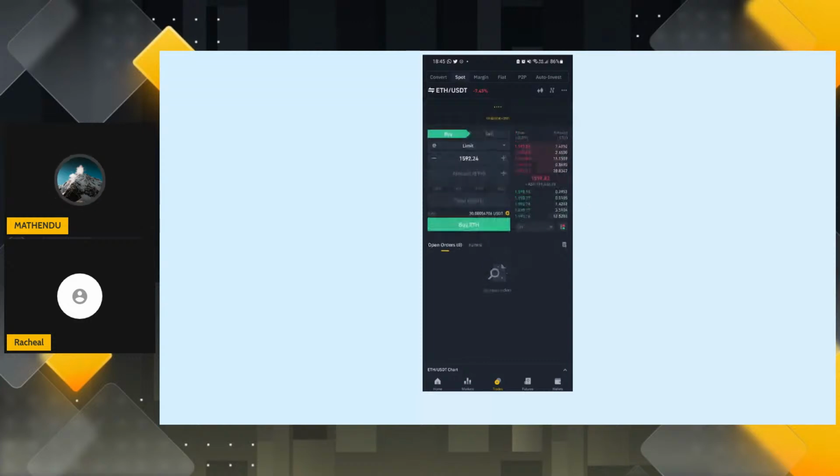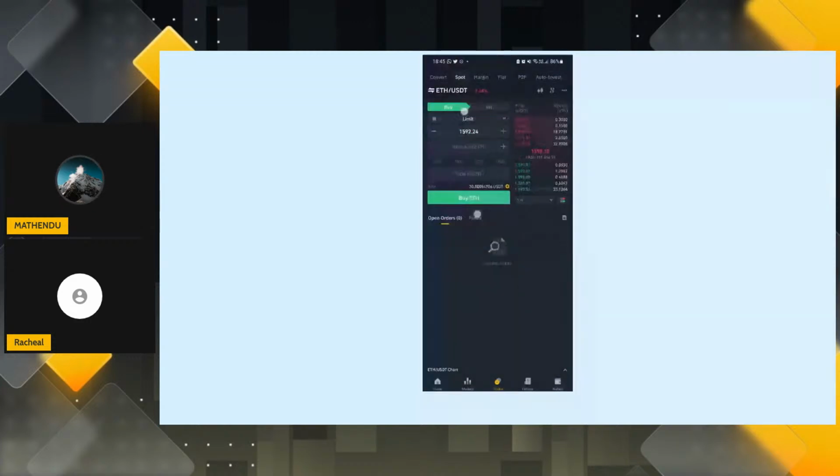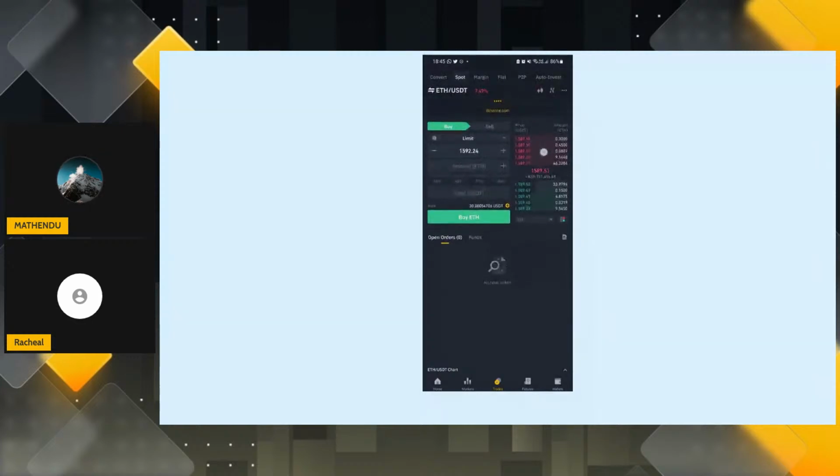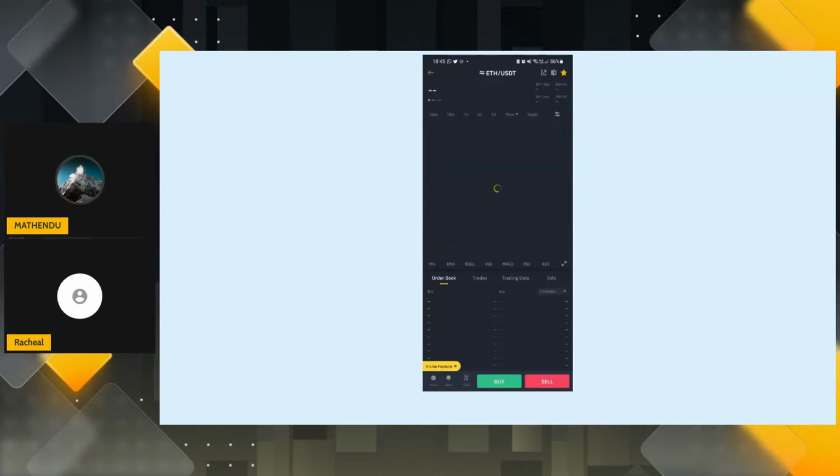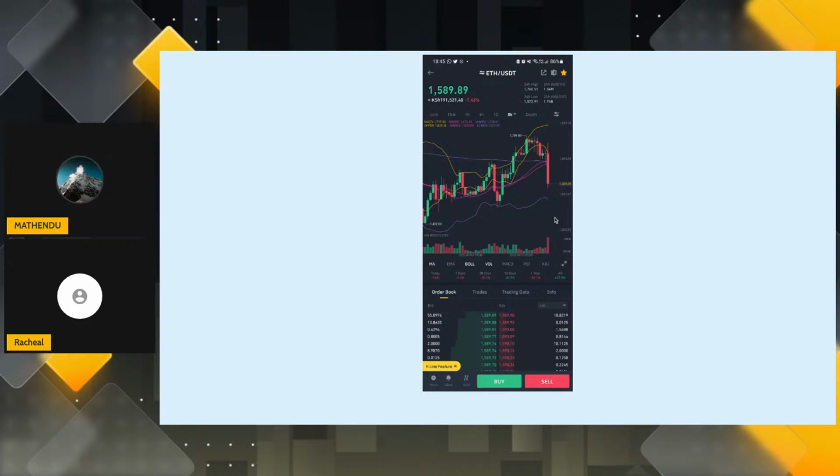Now, on this part, we are brought to the left part, where you can configure your order. The order book in this case is located on the right side like this, but you can click on the candlesticks right here to expand and see the graphs.